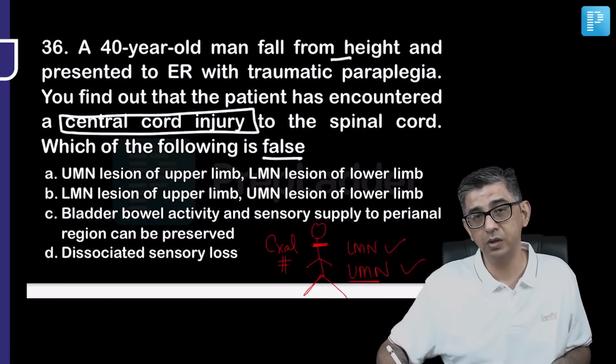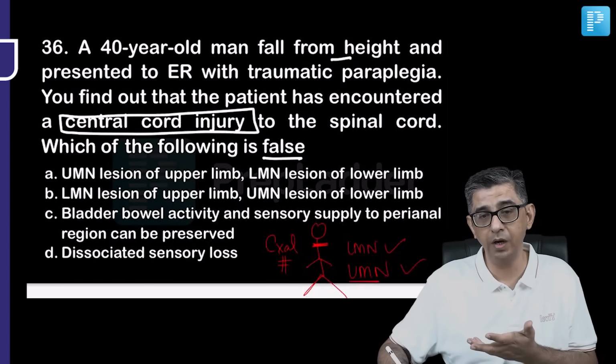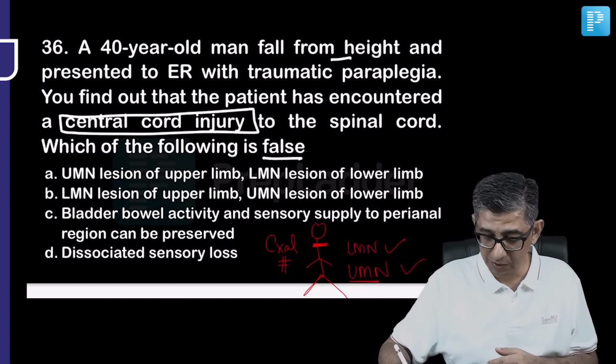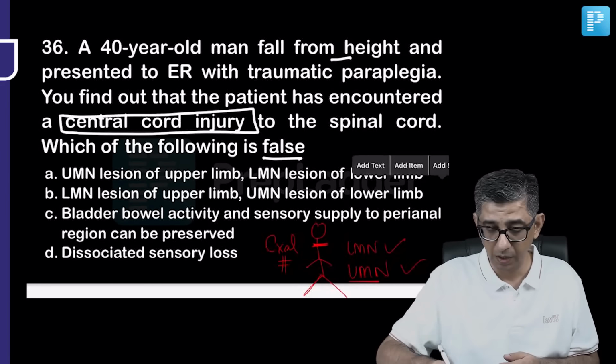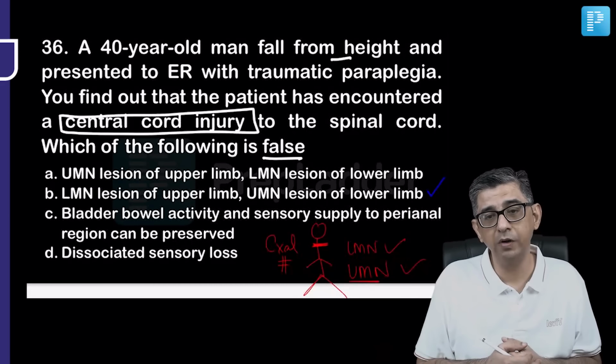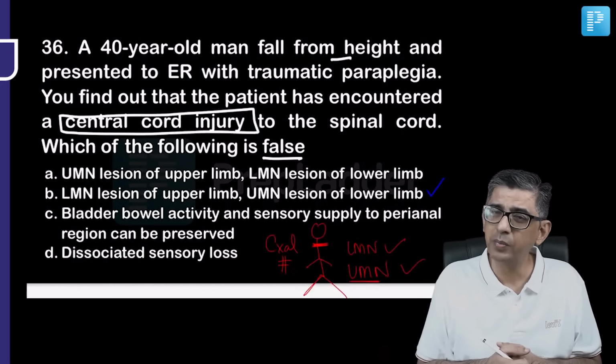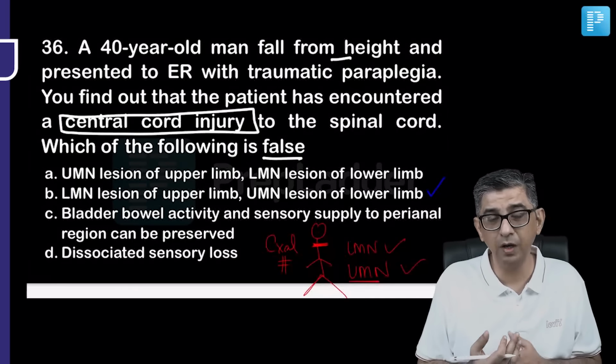Lower motor neuron lesion, flaccidity, like if the C spine was injured, there would be flaccidity in the upper limb, but in the legs there would be spasticity, so B makes sense here. Now, if you focus on option number C, bladder and bowel activity and sensory supply to the perineal region can be preserved. The traditional impression is that with spinal cord injuries, you might have bladder involvement.